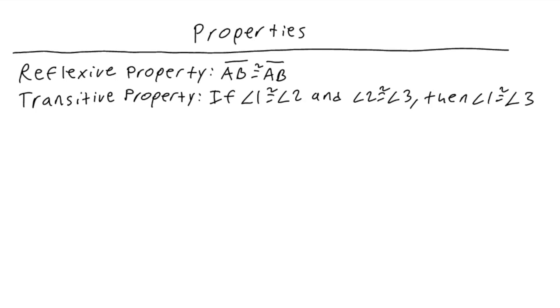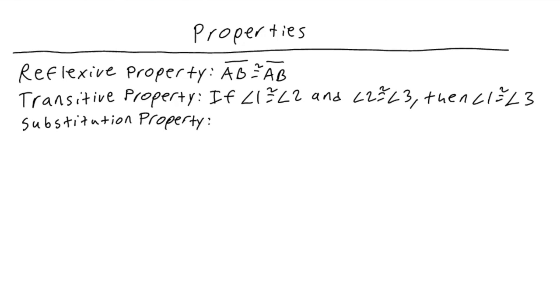So this one will often be used when you have multiple things congruent. You can figure out a pattern of all the congruence is related to each other. So 1 to 2, 2 to 3, that means 1 to 3. This one will be used a lot.